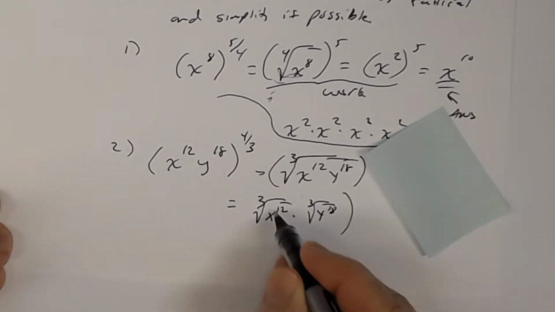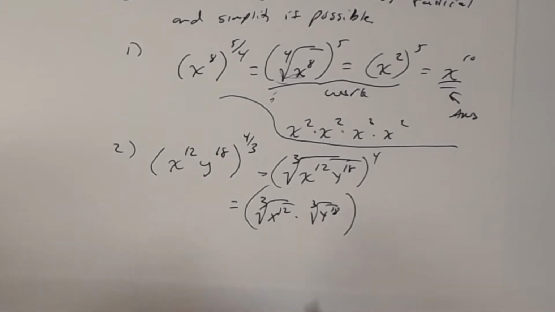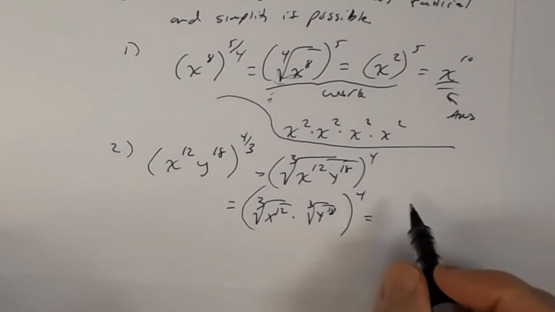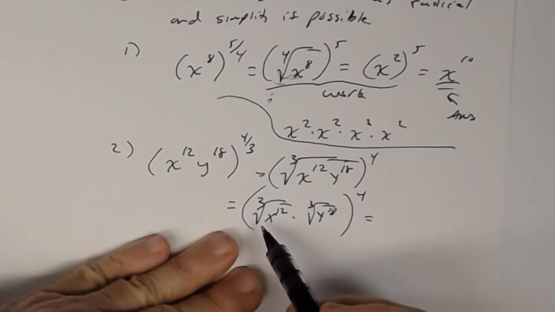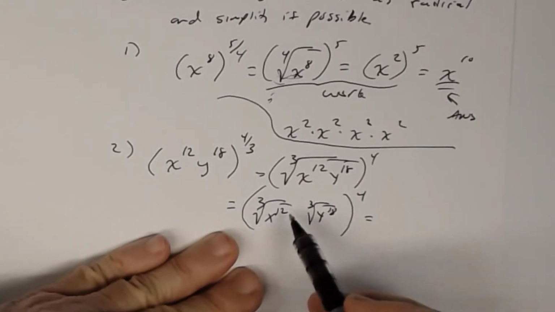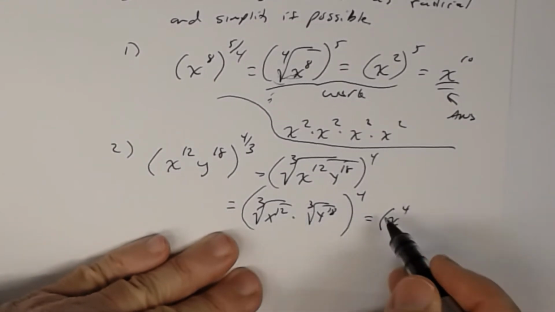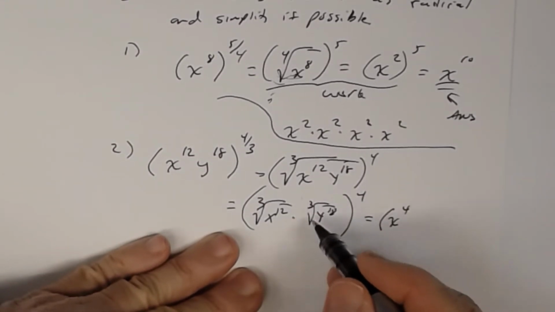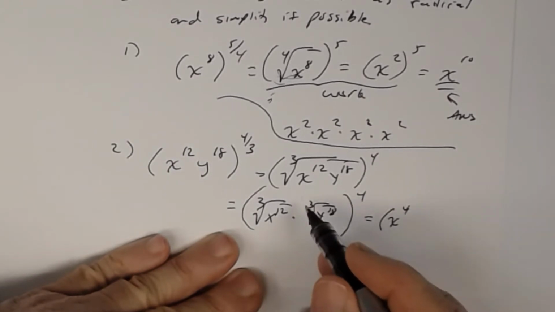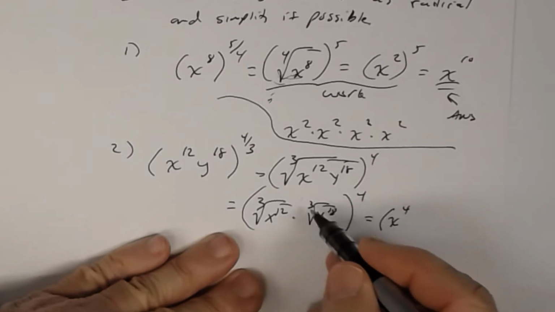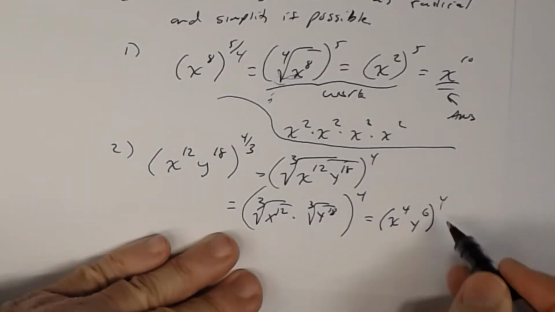Now remember, it's all being raised to the 4th power, so make sure you put the 4 there. Now the cube root of x to the 12th, this is the easy kind. 12 is divisible by 3. So what times itself 3 times is x to the 12th? Well, that's going to be x to the 4th. 12 divided by 3 is 4. The cube root of y to the 18th, that's easy as well. 18 is divisible by 3. 18 divided by 3 is 6. So I get y to the 6th. And all that's being raised to the 4th.